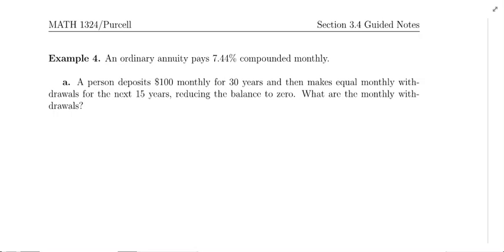Example 4. An ordinary annuity pays 7.44% compounded monthly. A person deposits $100 monthly for 30 years and then makes equal monthly withdrawals for the next 15 years, reducing the balance to zero. What are the monthly withdrawals? Read through this problem until you have an understanding of what's being asked, and then resume the video.